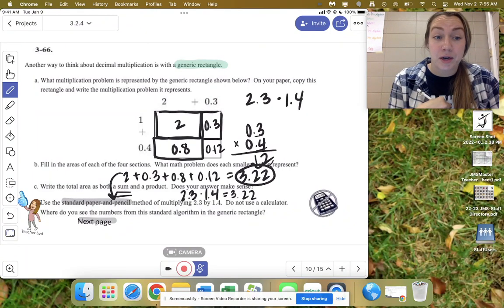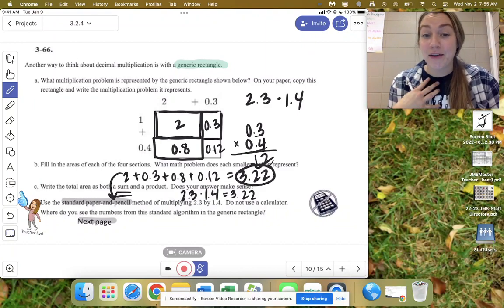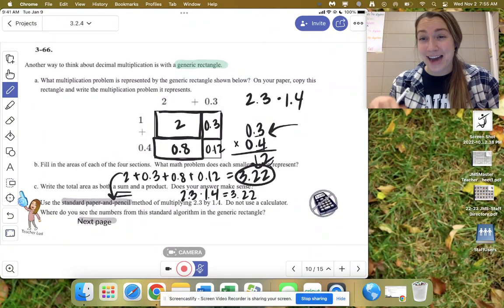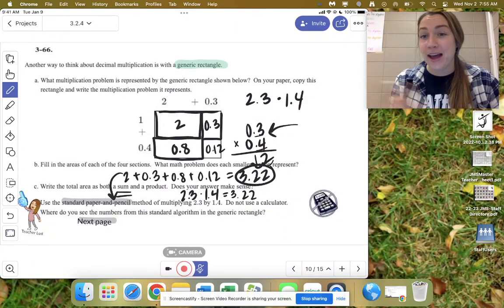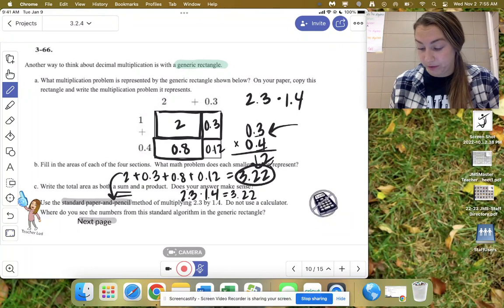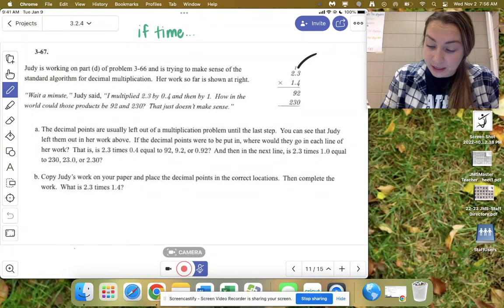And then the next part says use the standard paper and pencil method. I don't really know why it's called that. I've referred to it before as the stack because you're just stacking it. I don't think that's real, but if it's not, I should coin the term and get some money for it, right? This is stacking, okay?